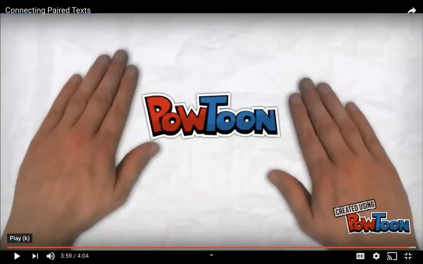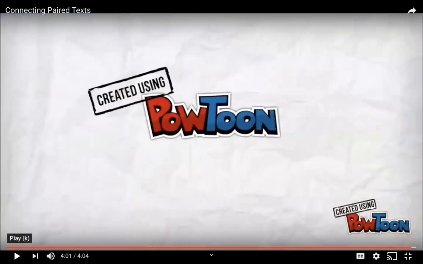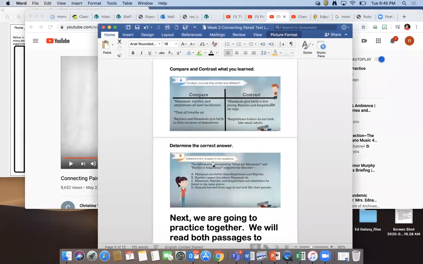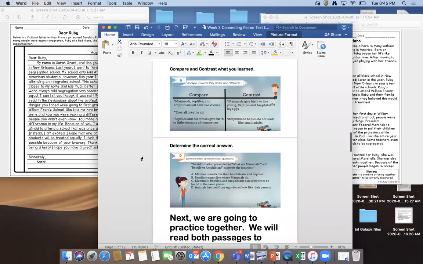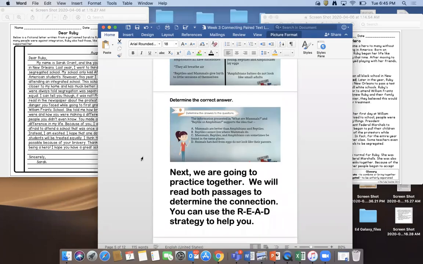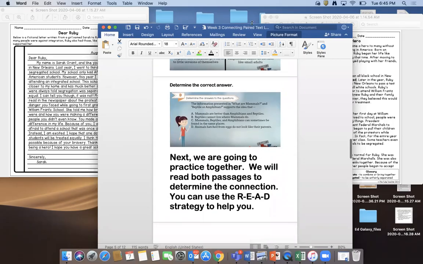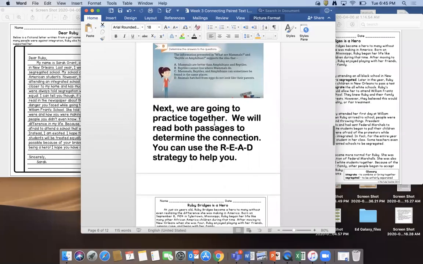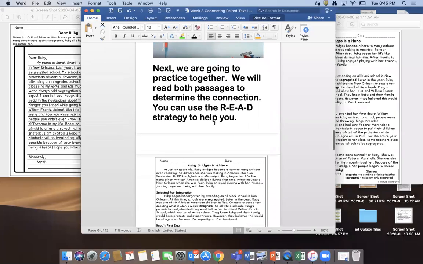Okay, so she gave you a little bit of an example of the read strategy. All right, moving forward. All right, now we are going to read passages together and use the read strategy to help you make connections.